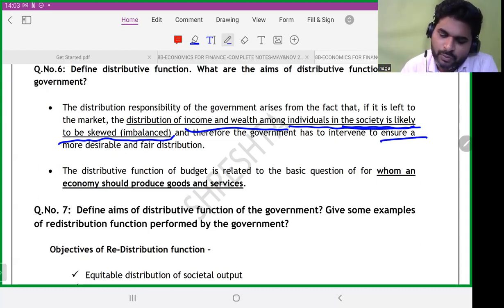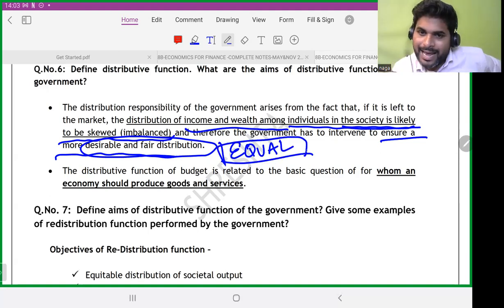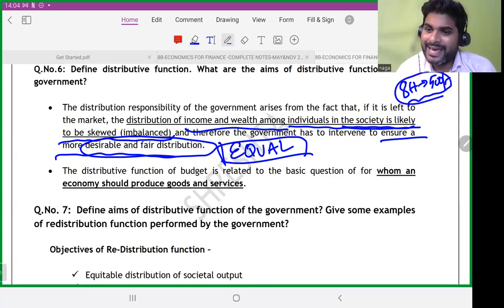It didn't say equal distribution, right? Communism talks about this a lot, but here it is a general, desirable and fair distribution. Someone who is working for 8 hours should at least get a basic wage, say 500 rupees or 300 rupees a day. These are the basic things. If the government is not involved, the poor will be exploited. The marginalized section will be exploited.